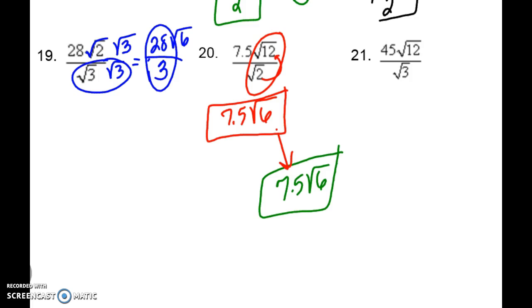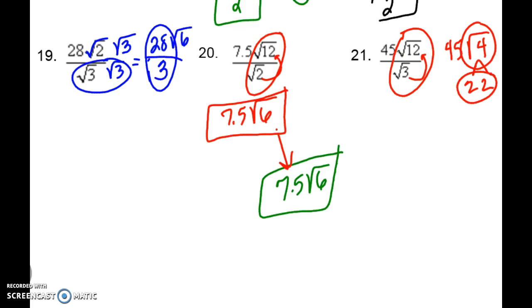Try number 21. Okay, question. These are both inside the house, right? How many times does 3 go into 12? 4. So this is 45 square roots of 4. Everybody agree? Yes. How can I break down the square root of 4? 2. Do I have a pair? Yeah. So what happens to the pair? Go out of the house. It gets to come out of the house? Yep. But I already have a 45 that's out of the house. 45 times 2 is? 90.